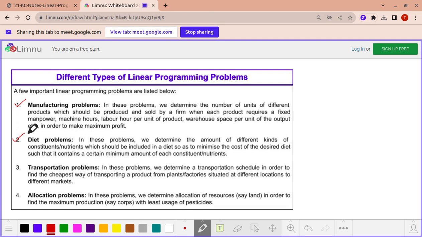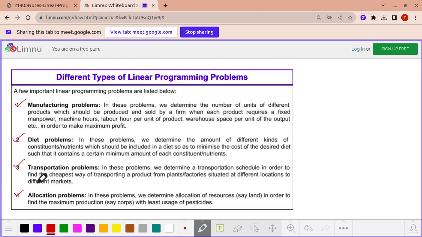Next one is the transportation problem. In this kind of problem, we determine a transportation schedule in order to find the cheapest way of transporting a product from a plant or factories situated at different locations to the different markets. And next one is the allocation problem. In these problems, we determine allocation of resources, for example land, in order to find the maximum production of crops with least usage of pesticides.